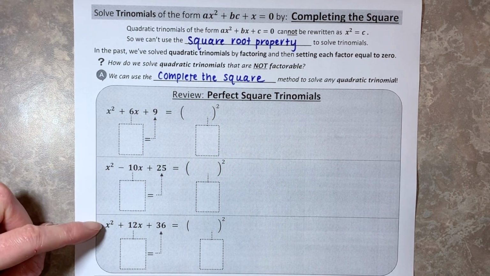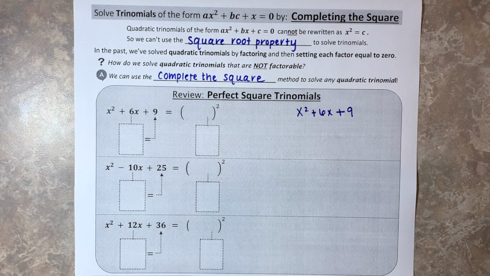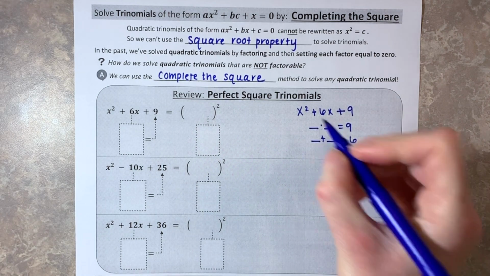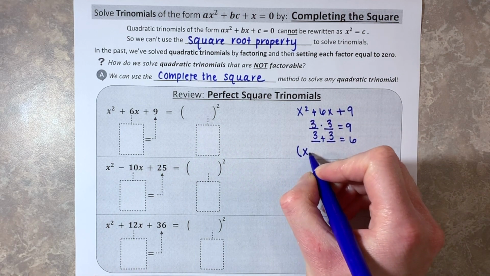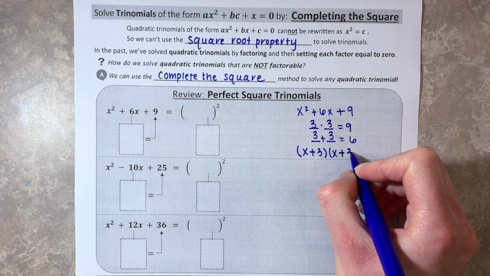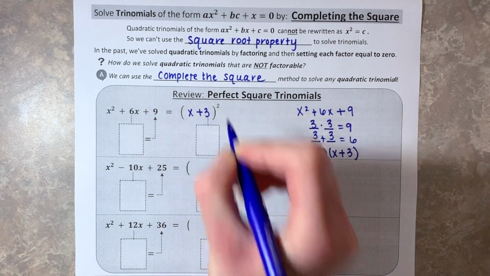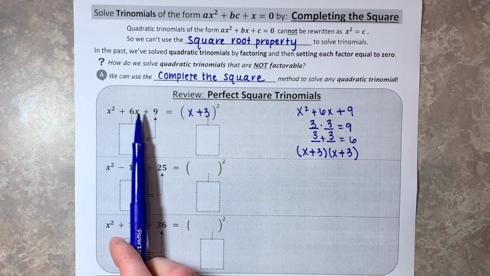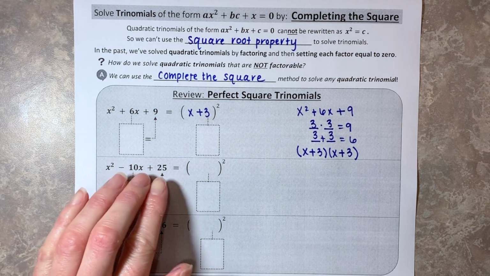Now, these three trinomials are all perfect square trinomials. Let's try this one first. If we were to factor this normally, we need to find two numbers that multiply to give us 9, and we need those same two numbers to add to give us 6. And the two numbers that work are 3 and 3. So we can factor this trinomial as x plus 3 times x plus 3, which can be written as x plus 3 squared. So this is why we call this a perfect square trinomial, because it factors perfectly as some quantity squared. Let's factor this one as well.